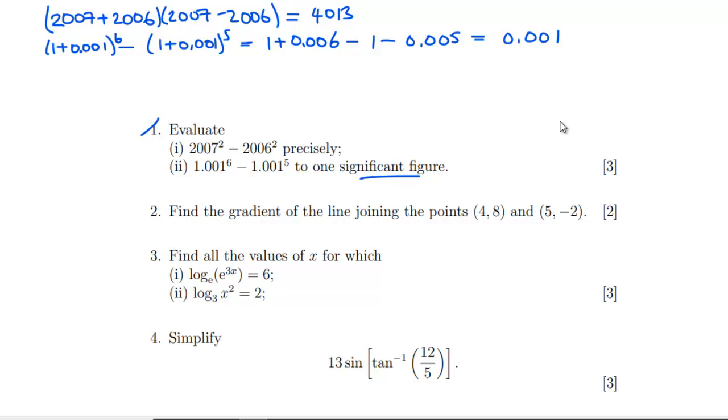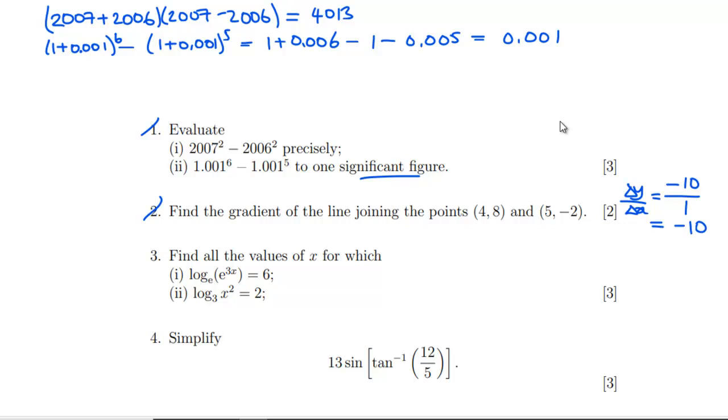So that's question one. Question two, find the gradient of the line joining the points that and that. So the gradient is the change in y divided by the change in x. So providing we keep the coordinates in order, doesn't really matter what's happening. So y has gone down by 10 and x has gone up by 1. So minus 10. That's our gradient.